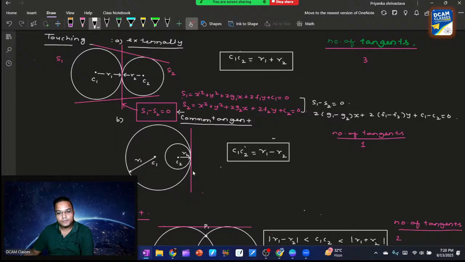In this case also, this is the short result, which will be helpful for you for finding out the common tangent. Normally, to find the equation of tangent, you will be finding the point where they are touching, and then you will use the equation of tangent xx1 plus yy1, that shortcut I have given you, and then find the tangent. That's a bit lengthy. But finding the common tangent becomes easy if you know S1 minus S2 is equal to 0. Here also, if they are touching internally, you can use this S1 minus S2 is equal to 0 result to find the equation of common tangent.